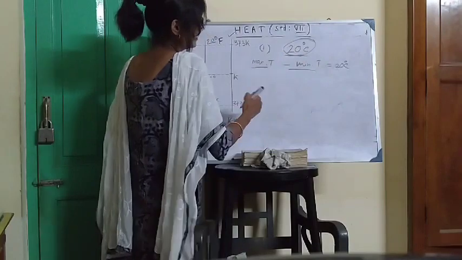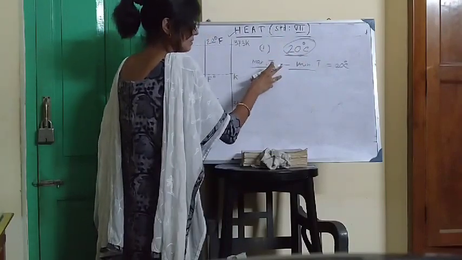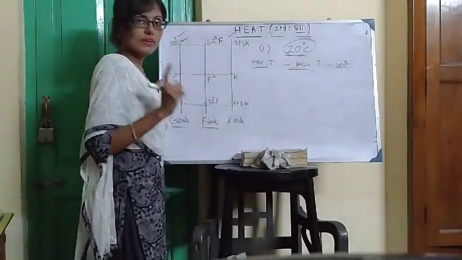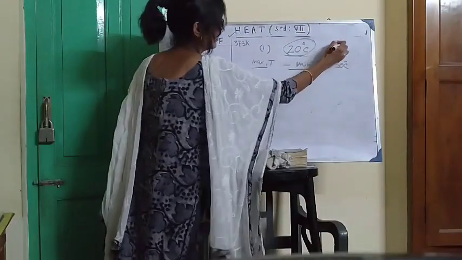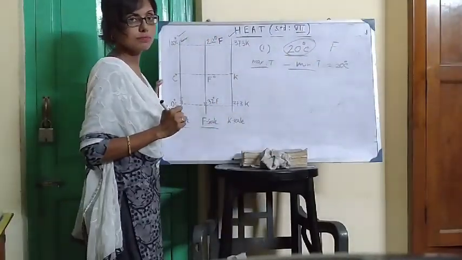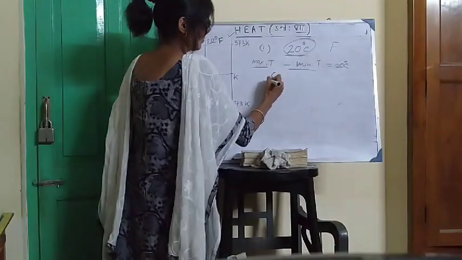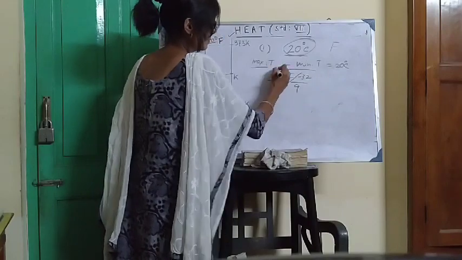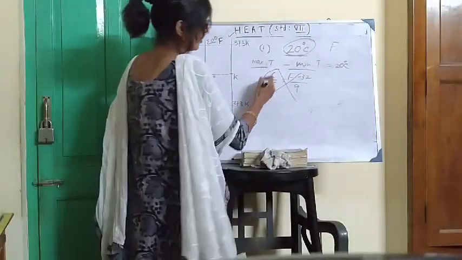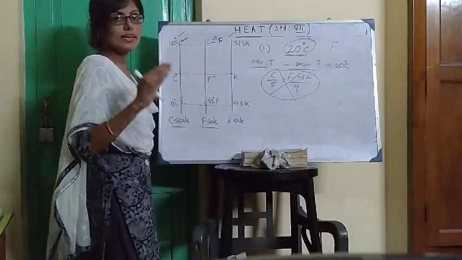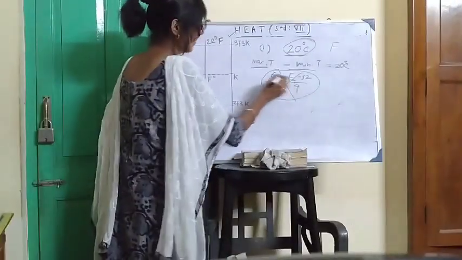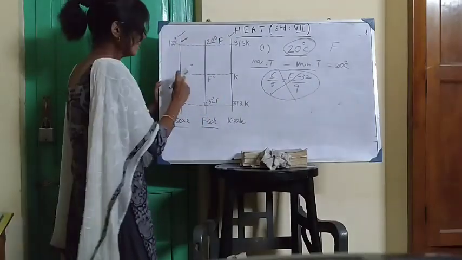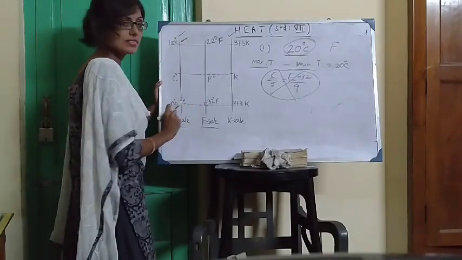Suppose the question is given like that: the extreme temperatures of a place differ by 20 degrees centigrade. Find the corresponding temperature difference in Fahrenheit scale. Then how to solve? If you apply the formula C by 5 is equal to F minus 32 by 9, this is completely wrong. Why? Because this formula is only applicable to find a particular temperature. C and F are two particular temperatures.